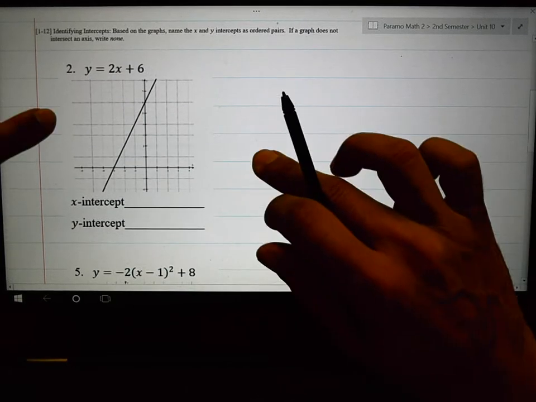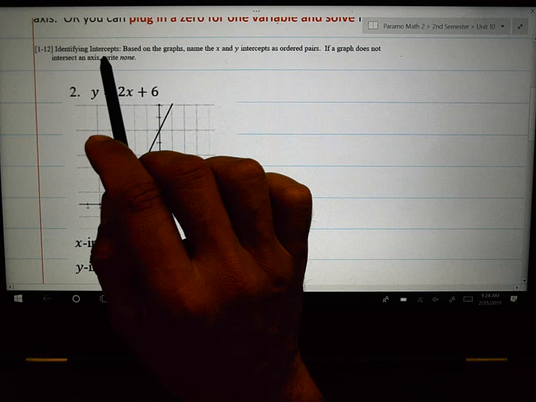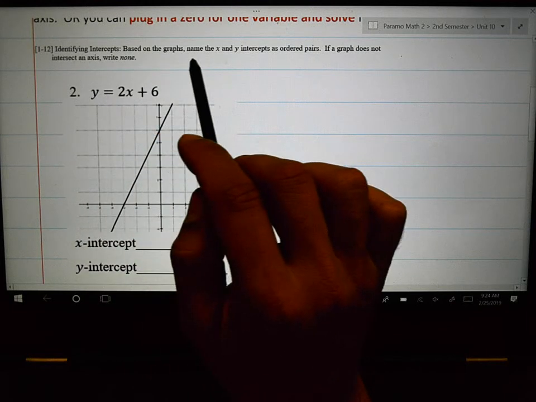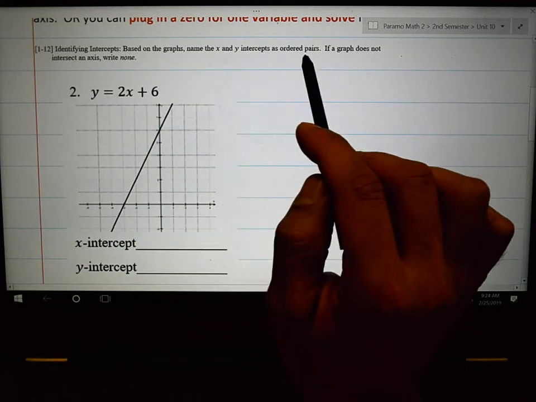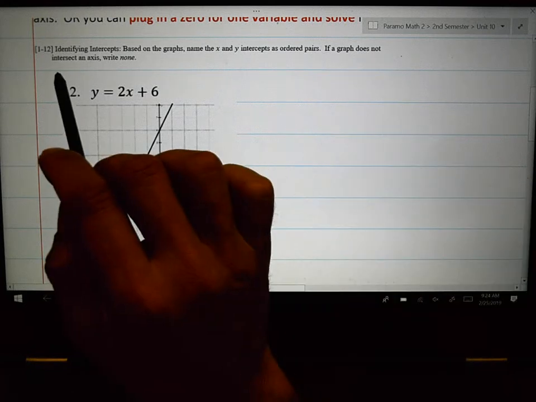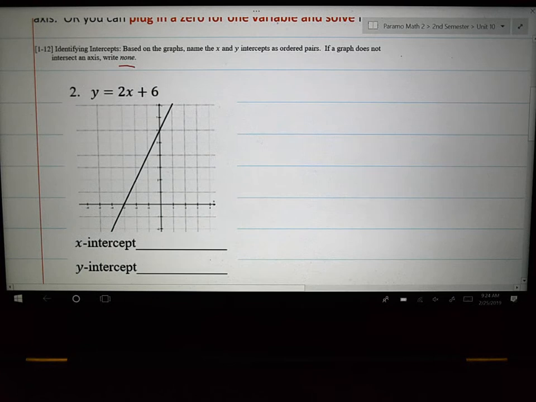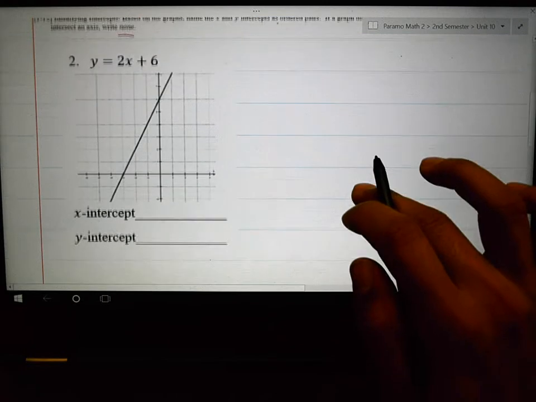Let's look at number 2 together. It says, based on the graphs, name the X and Y intercepts as ordered pairs. So we have to use those parentheses. If a graph does not intersect an axis, write none. So they're letting you know some of these will not have an X or a Y intercept. Don't freak out if that happens.